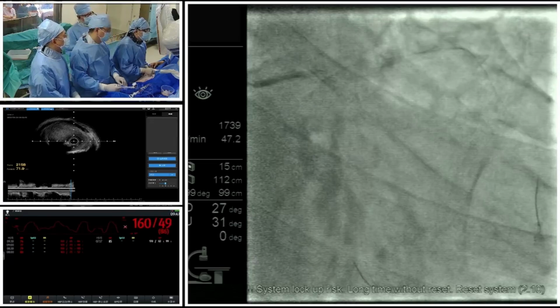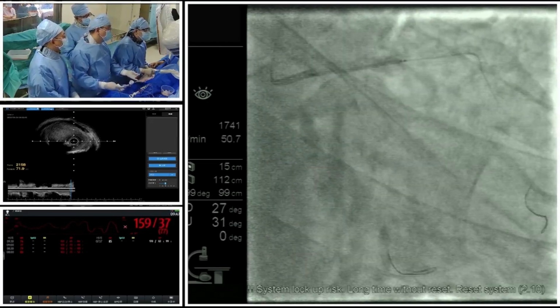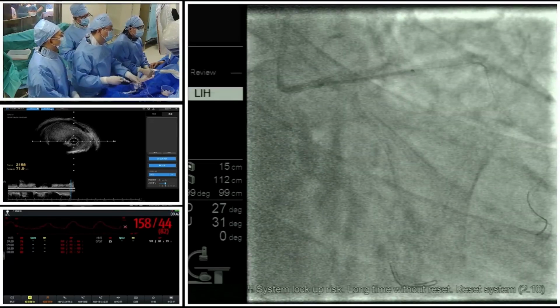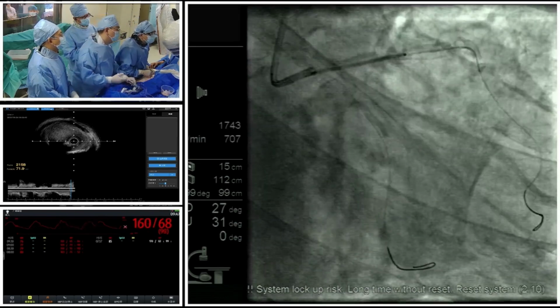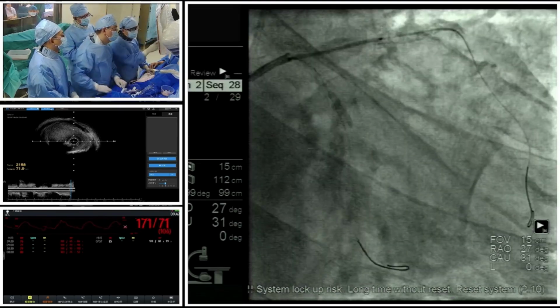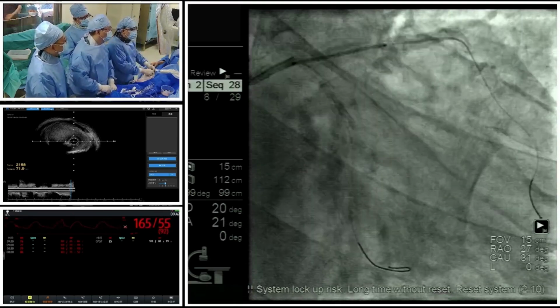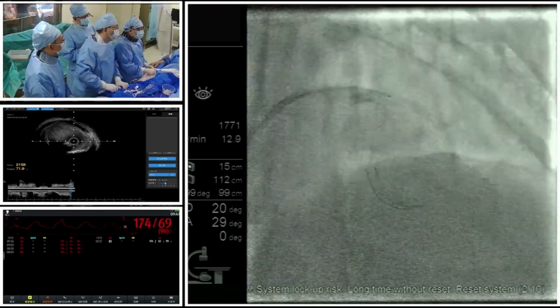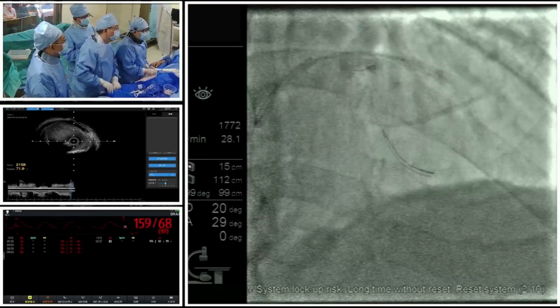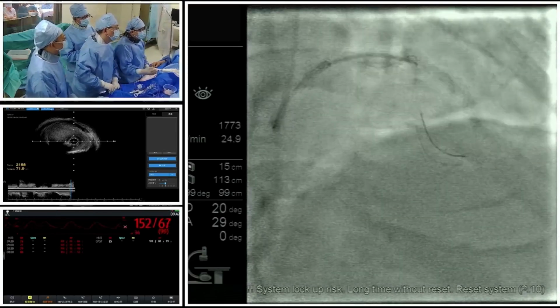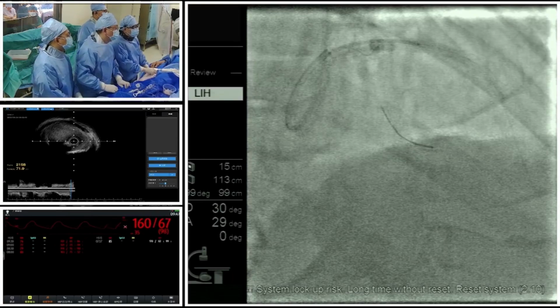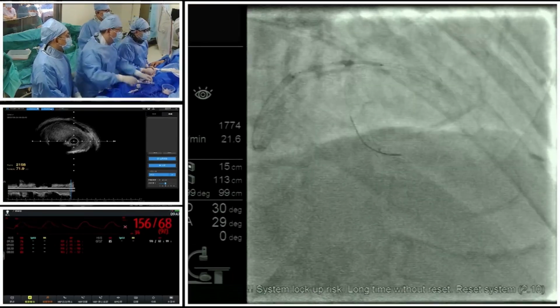You know, when we try to put the second stent, there will be overlap between these two stents. So the overlap zone should be a little bit away from the first diagonal, right? Yes. Just to decrease the risk of the occlusion of the first diagonal. Just a little contrast.